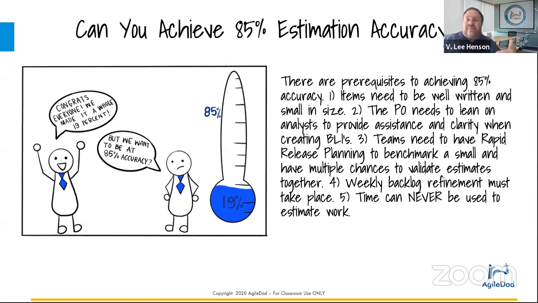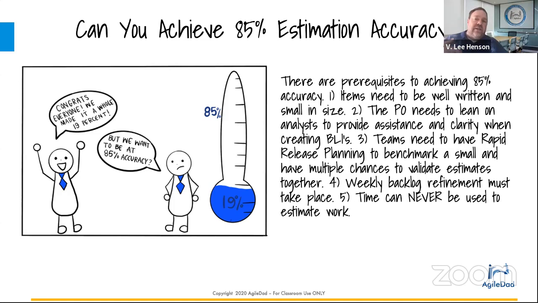So that's the concept behind rapid release planning, where we do a rapid fire estimation, where we can figure out what the sizes are. And then once we figure out what that benchmark size is, then we can expand from the benchmark and figure out what all the rest of the items should be based on that benchmark and compared to each other.